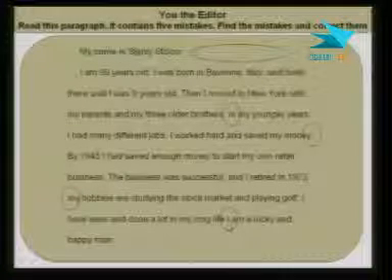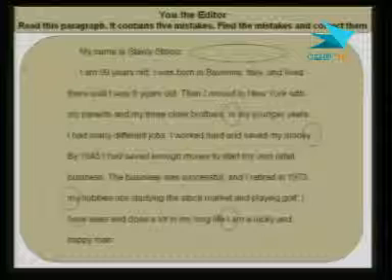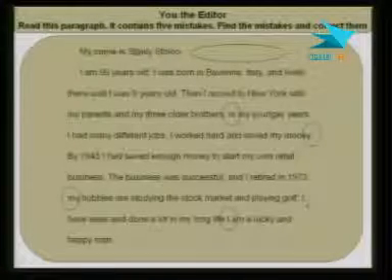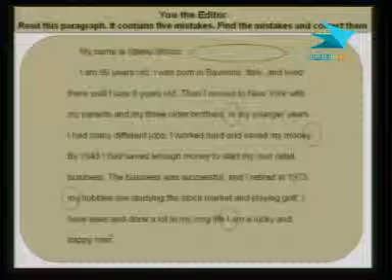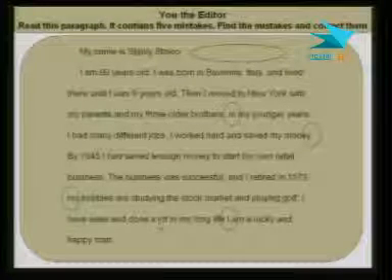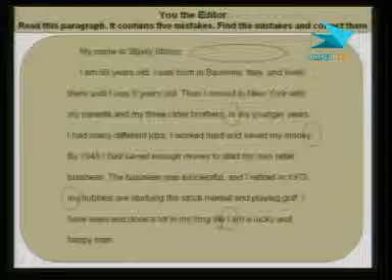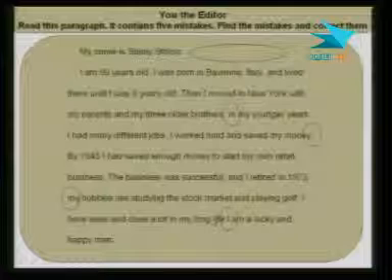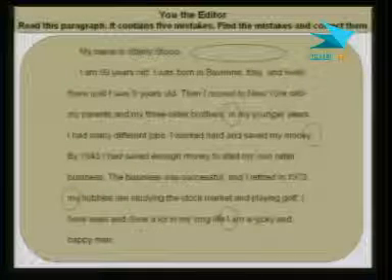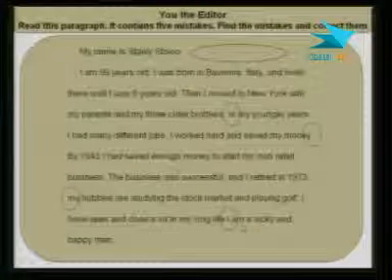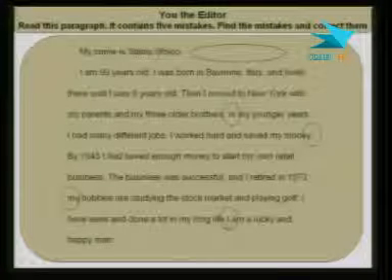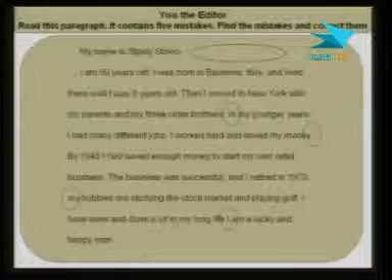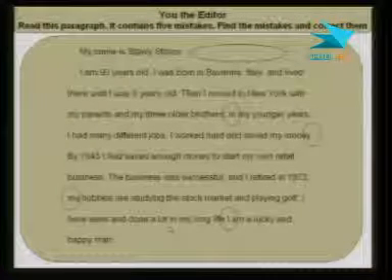And here, in fact, even if I read it, there's some kind of signal that it is the end of a sentence. So if I say, I have seen and done a lot in my long life. I have seen and done a lot in my long life. I am a lucky and happy man. So we need a full stop here to indicate that it is the end of this sentence.